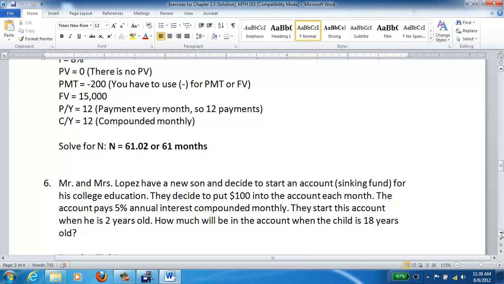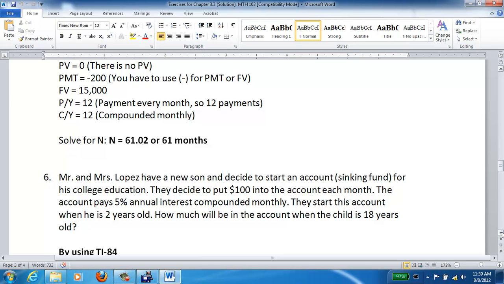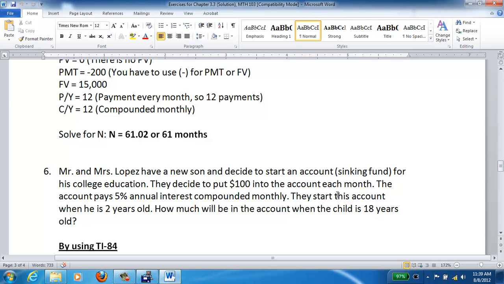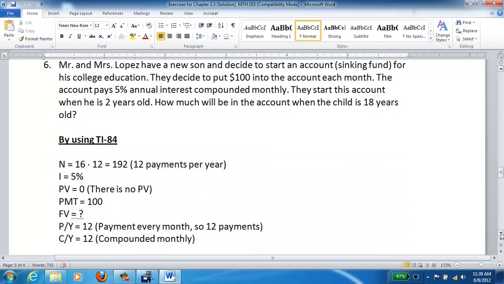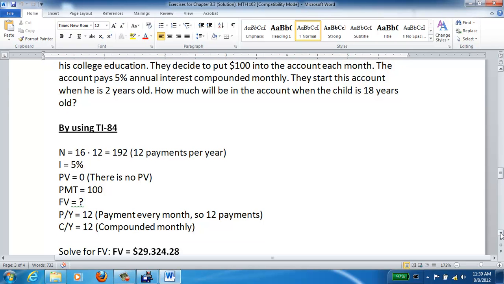This is very similar to what we did before. We tried to figure out the future value. However, be careful with n, because it says they start this account when he is 2. And how much will be in the account when the child is 18. So you look, n is going to be 16 times 12. So n is going to be 16 times 12 from 2 to 18 years old. So 192. The interest rate is 5%.